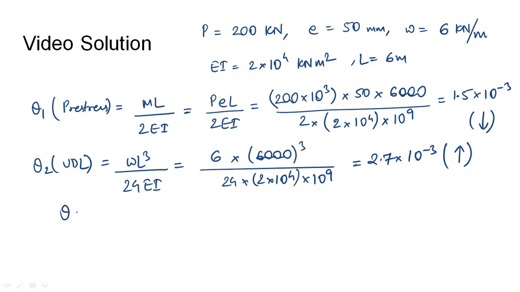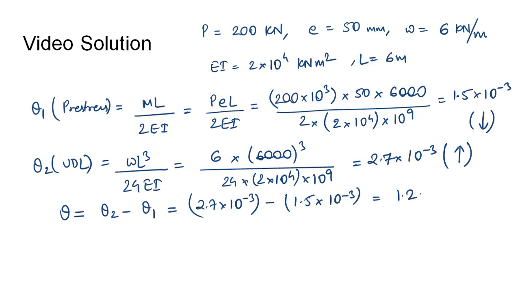Using these two values of theta, the net theta can be found, which will be theta 2 minus theta 1. Here theta 2 is 2.7 into 10 to the power minus 3. From this, the value of 1.5 into 10 to the power minus 3 should be subtracted. This would turn out to be 1.2 into 10 raised to the power minus 3.